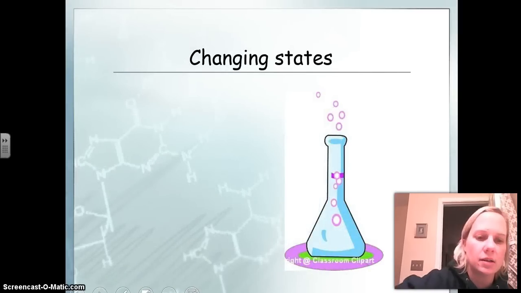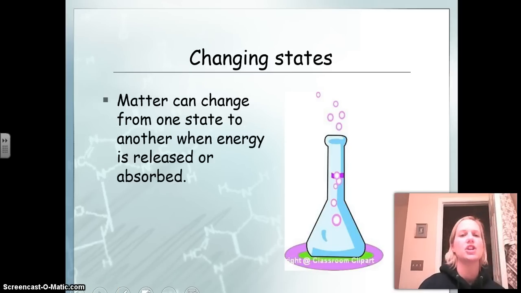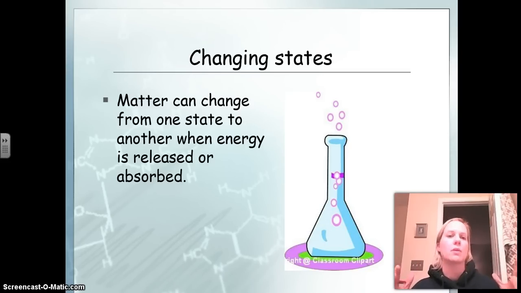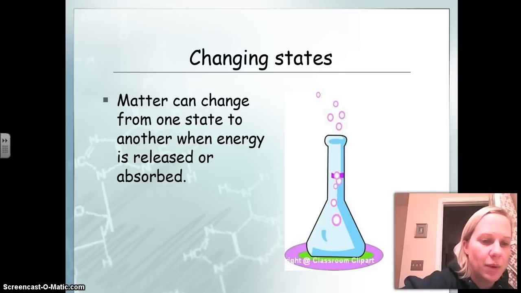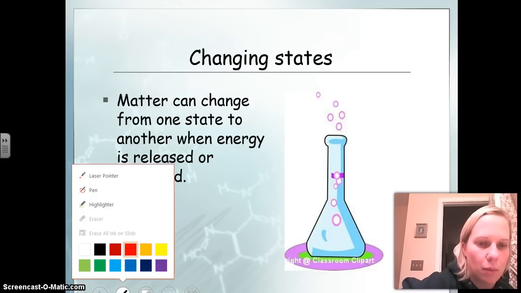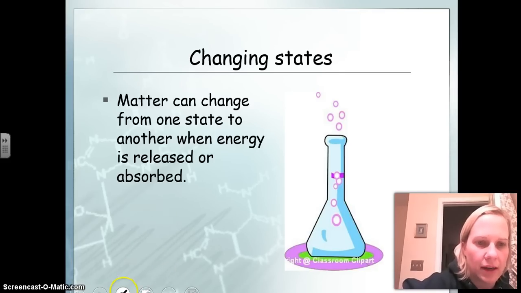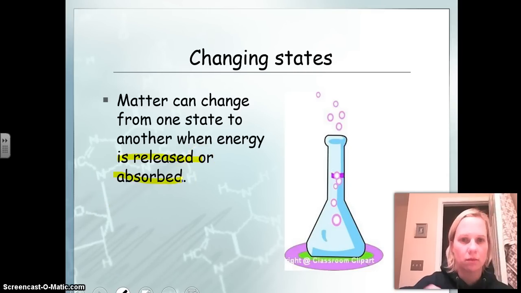All right, so changing states. Matter can change from one state to another when energy is either released or absorbed. I want you to think about energy in terms of heat. If I'm releasing energy, it could be in an explosive way. If I'm absorbing it, I'm taking heat in. So if I was an ice cube and I started to melt, I would be absorbing heat. That's what it means to change state. So when we think of matter, we have to look at energy releasing or absorbing, okay?